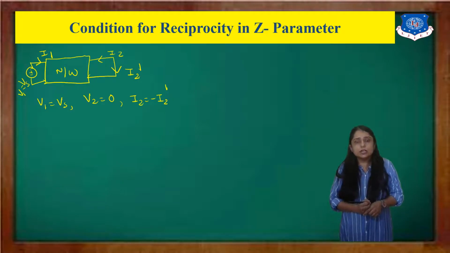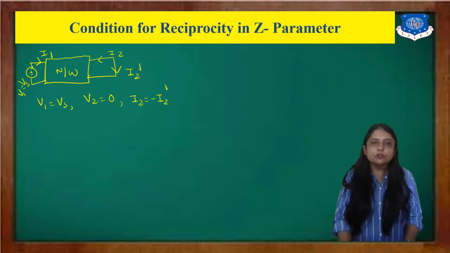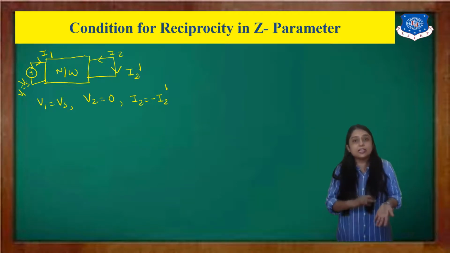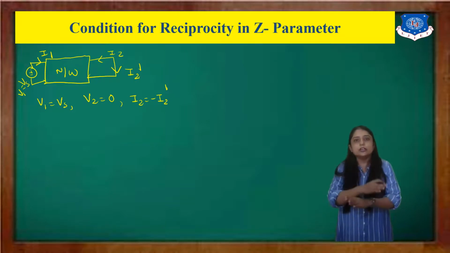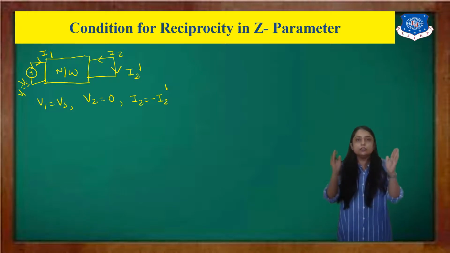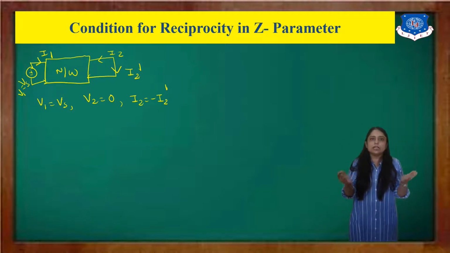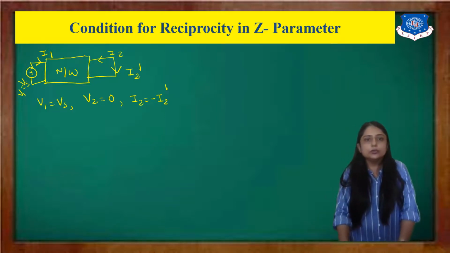Alright. So in this diagram, I'll find out the value of I2 dash. And in the reciprocal theorem, I have to interchange the current and voltage, and then again I will find the current. If these currents are equal, that means my network is a reciprocal network.